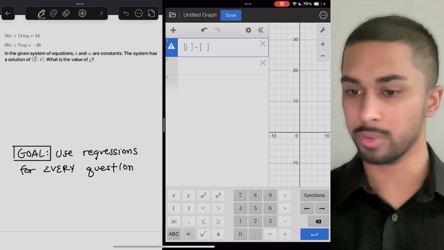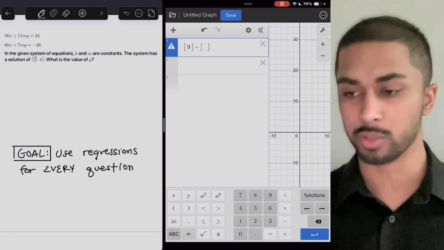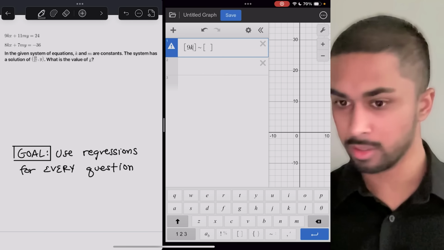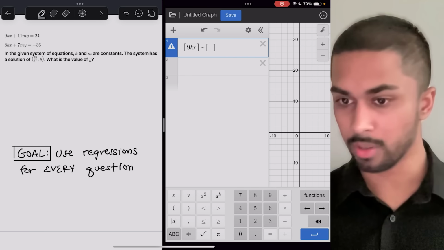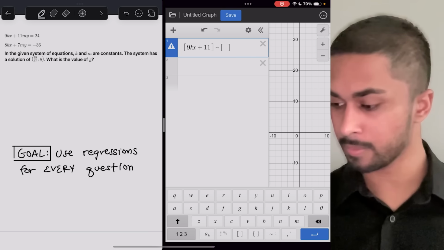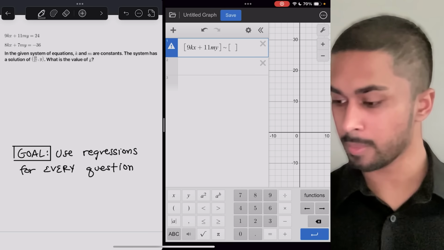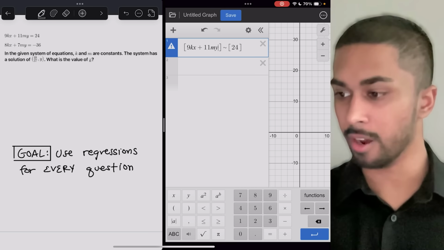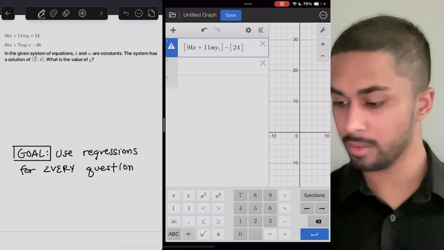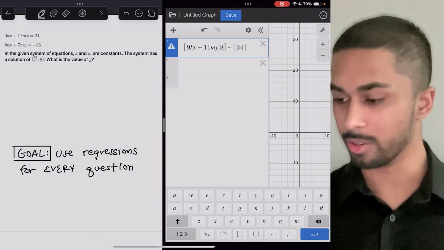Here's what we want to do. We know that 9kx plus 11my equals 24. So we're going to put the first part of the equation on the first list. This is definitely not the way your math teacher would like you to do this question, but I'm not here to show you that. I'm here to show you the fastest way.